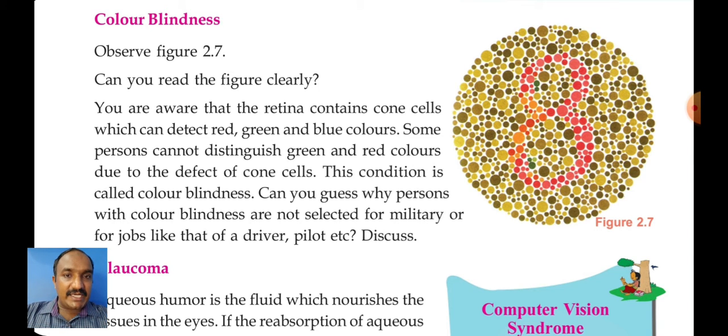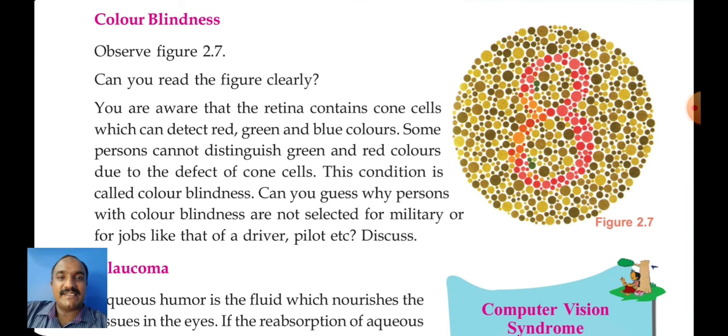Cone cells help to identify red color, some help us to identify blue color, some help us to identify green. Three types are there. If any type of cone cells is defective, what will happen? That color cannot be identified, and the mixtures of that color also cannot be identified clearly. Such a condition is called color blindness.